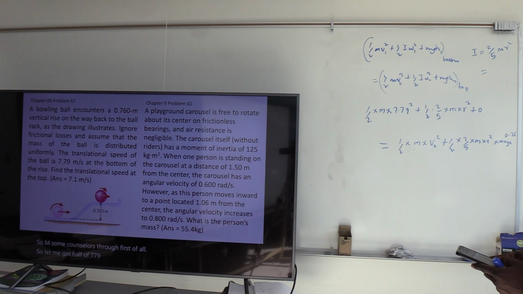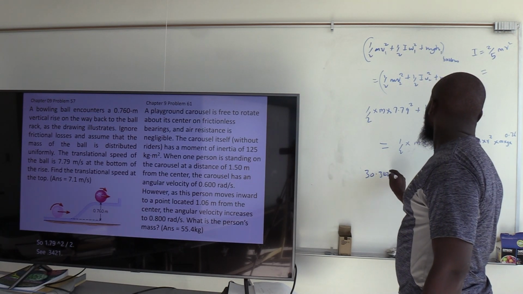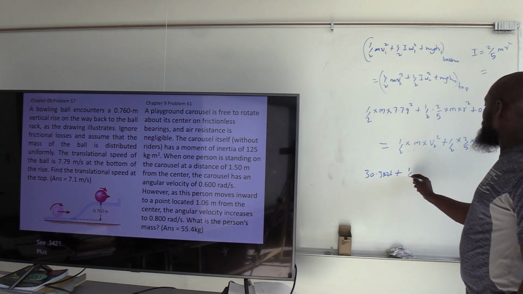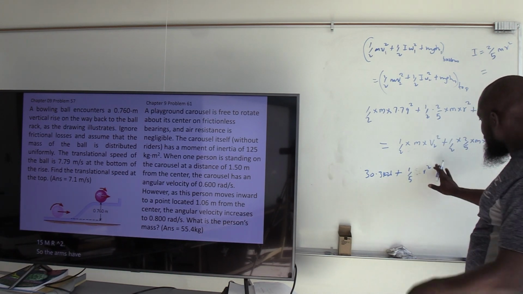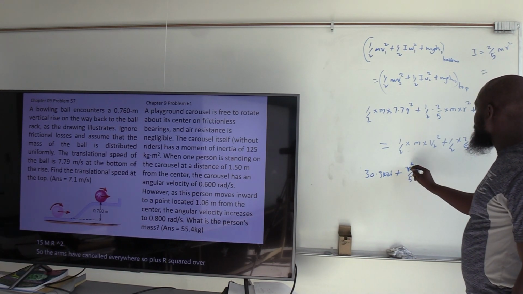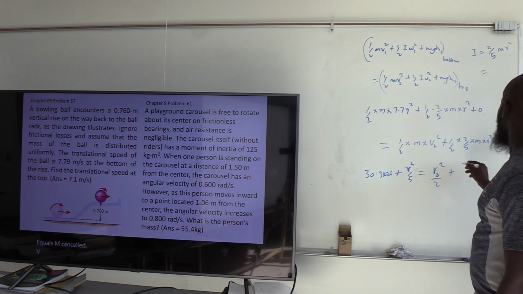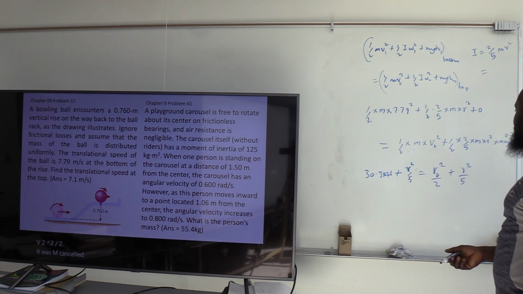So let me get half of 7.79 squared. Okay, 7.79 squared divided by 2, 30.3421. Plus 1/5 mr squared. So the m's have cancelled everywhere. So plus r squared over 5 equals, m cancelled, v2 squared over 2 plus, m cancelled, r squared over 5, so that doesn't change.